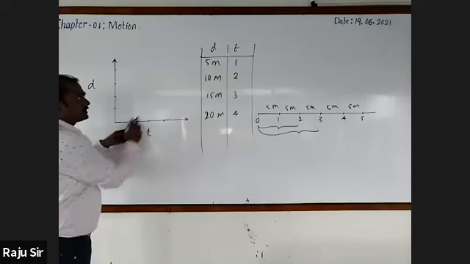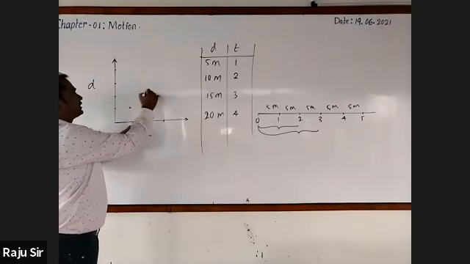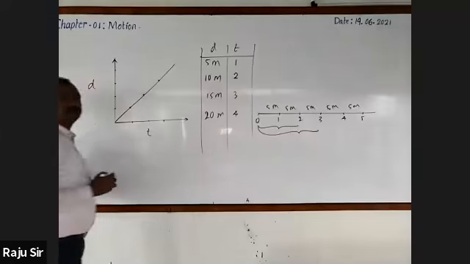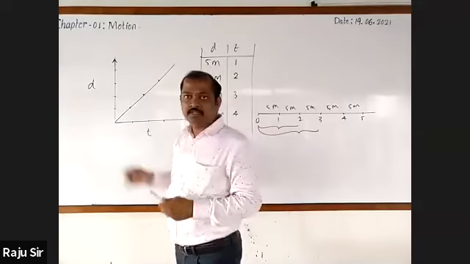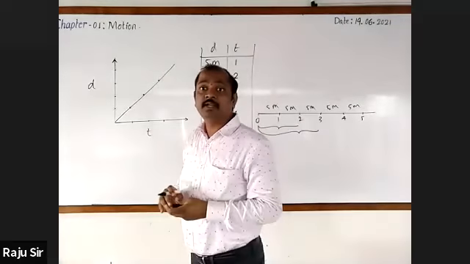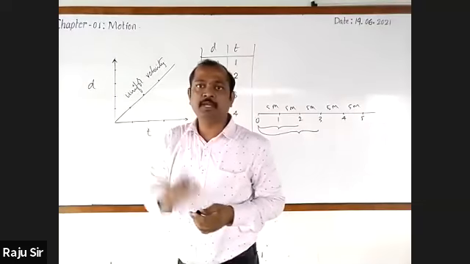Observe. I'm going to draw the graph. In the first second, it has covered 5 meters. In 2 seconds, it covers 10 meters. In 3 seconds, it covers 15 meters. Now I'll join all the points. You'll get a straight line. Say this is the distance-time graph. In this graph, the straight line indicates uniform velocity or constant velocity, uniform speed, constant speed, uniform motion. Clear?